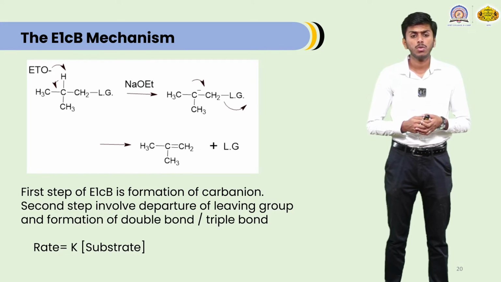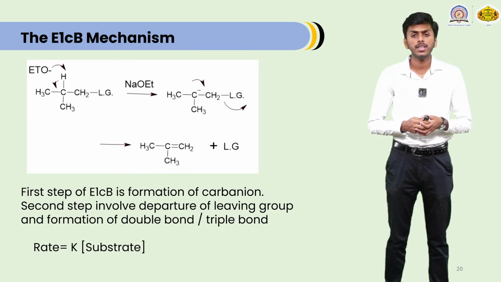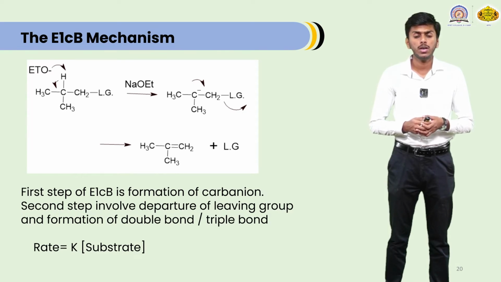Here we can see the corresponding reaction. The base abstracts the beta hydrogen and a carbanion forms. The carbanion is stabilized by formation of a pi bond with the loss of the leaving group. Here the rate is directly proportional to the substrate concentration. The k involved in this term is a proportionality constant.